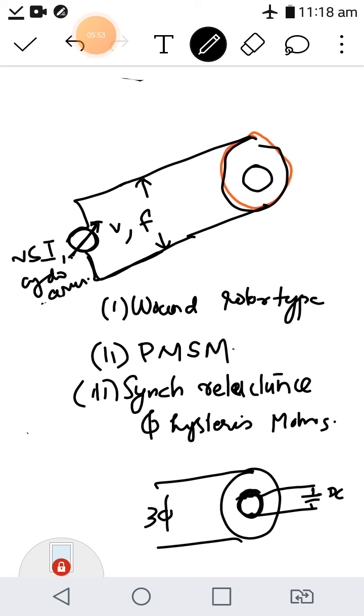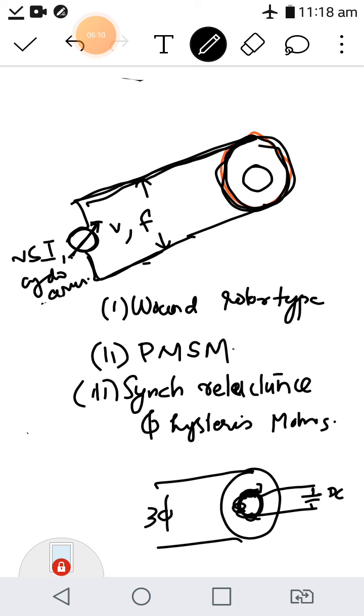So this field winding is connected to this DC source and it will act as an electromagnet here. So this is actually the wound rotor type. But what is a permanent magnet synchronous machine? In a permanent magnet synchronous machine, this is the arrangement. We can explain it using this figure.